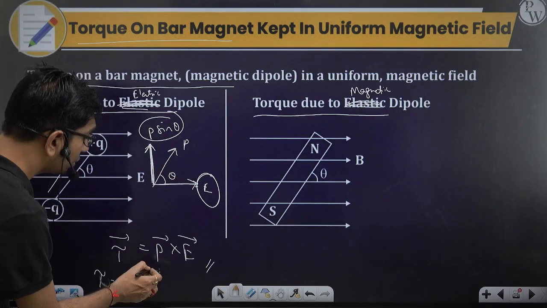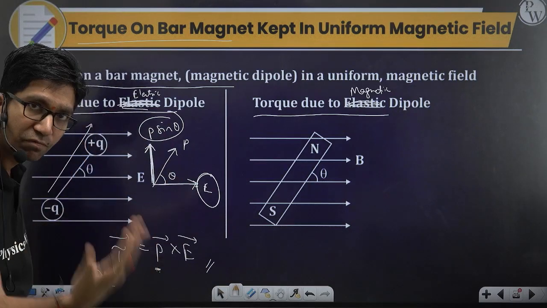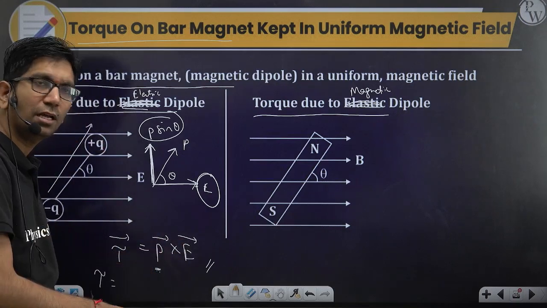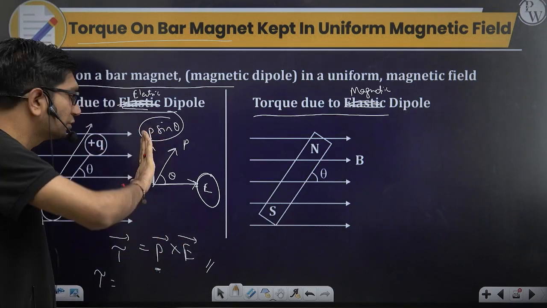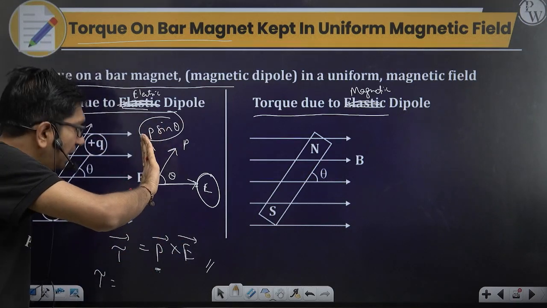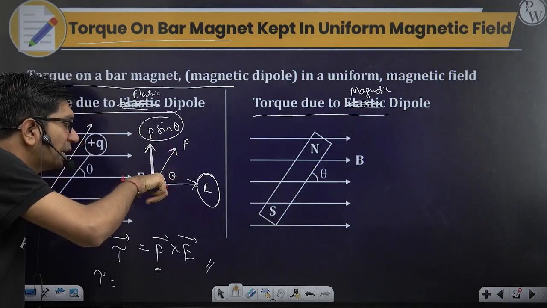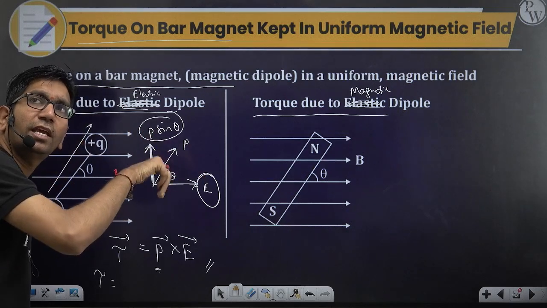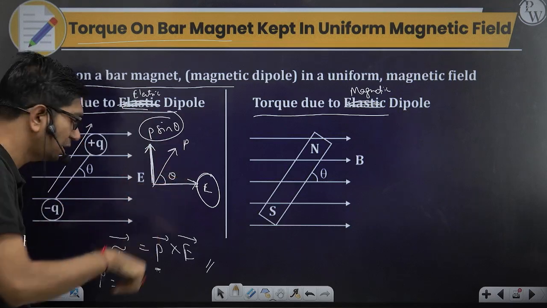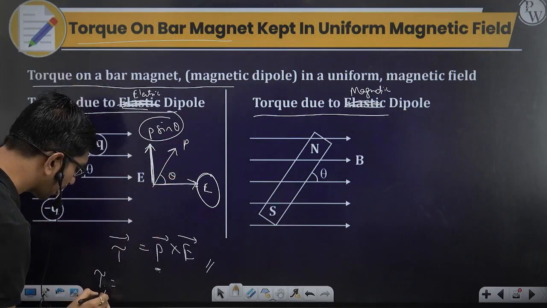Next, what you have to do, we have to move our finger from P to E, na? So perpendicular is what? P sin theta. So I'm moving my fingers from P sin theta to E, okay? So finally, what we got, beta? Thumb is going inside, right? Thumb is in inverse, okay?